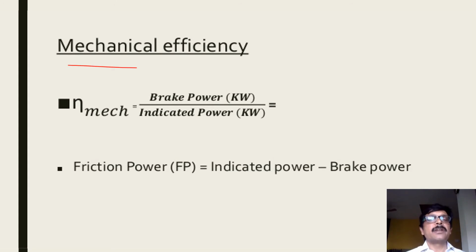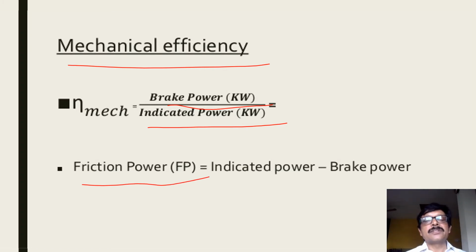The third efficiency is mechanical efficiency, which is nothing but the ratio of brake power to the indicated power. Then another important term is friction power. Friction power is equal to the indicated power minus brake power, or the power loss by friction.